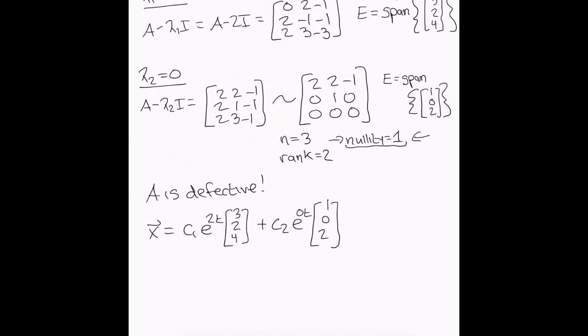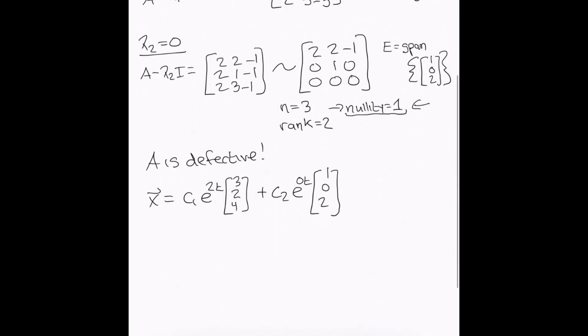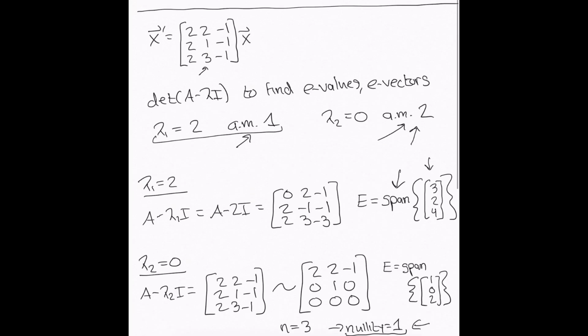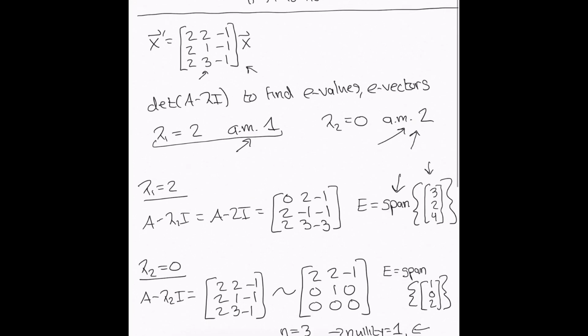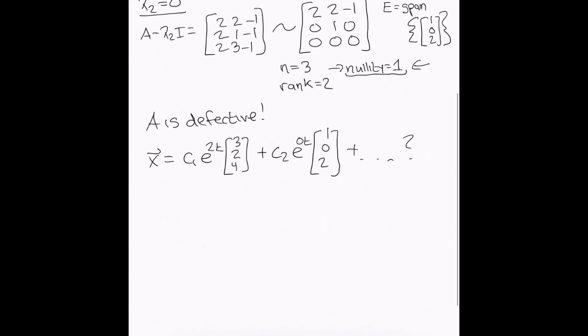And then I run out of information. I have nothing else to do to tell me more about this solution. And that's a problem because we have a three-dimensional case, right? Because we're working with a 3 by 3 matrix here. So I need to find a third solution, but I have no way of finding it at this point. So what do? We have to use something called generalized eigenvectors.